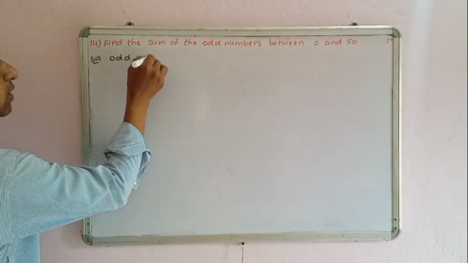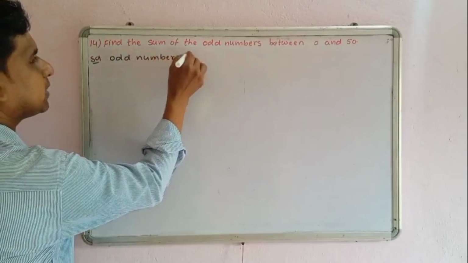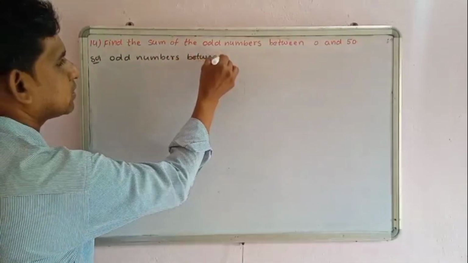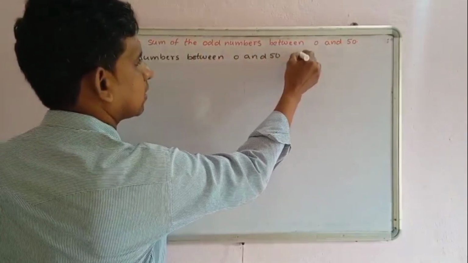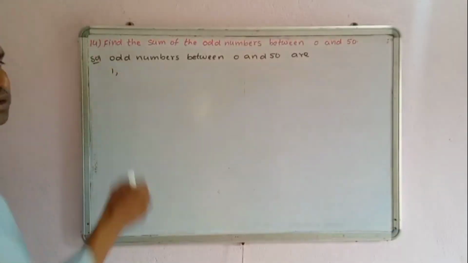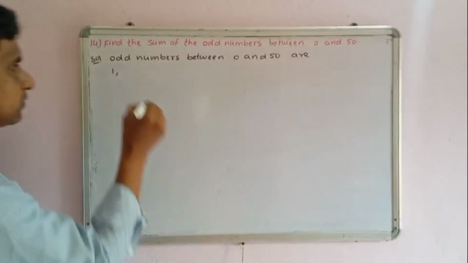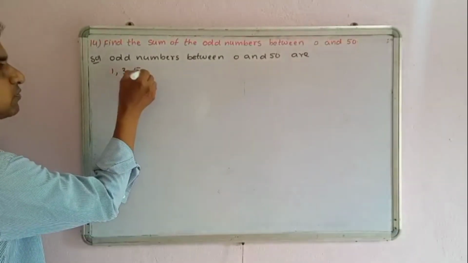Odd numbers between 0 and 50 are 1. First number is 1. What is the next number? 3. Next number is 5.